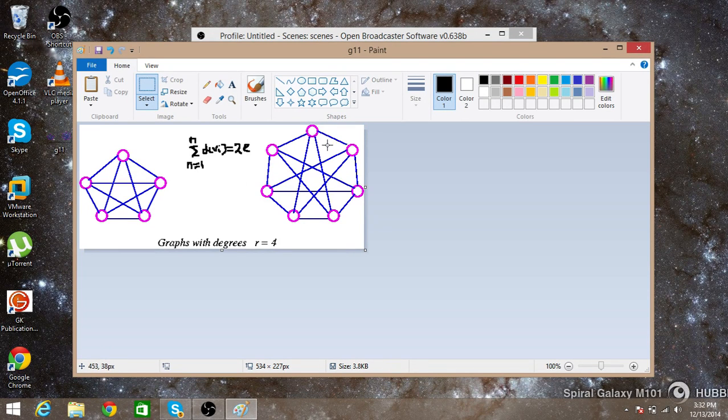Similarly, you can see in this graph we have 1, 2, 3, 4, 5, 6, 7 vertices, and the number of edges is 14. So 2 into 14 equals 28, and each vertex has degree 4. So 4 into 7 is also 28, which proves the theorem. So that is what the handshaking lemma is.